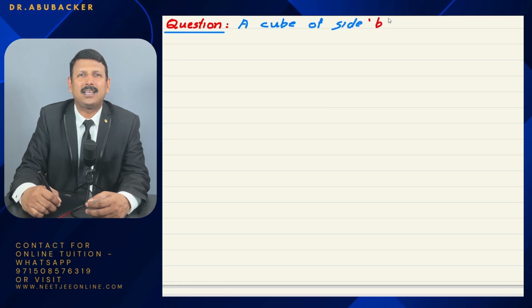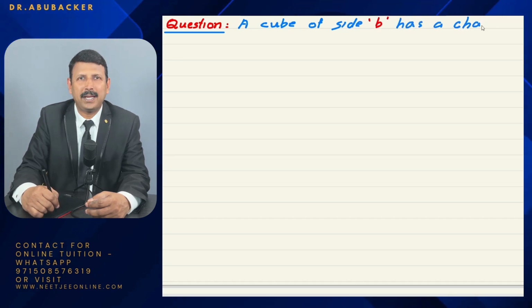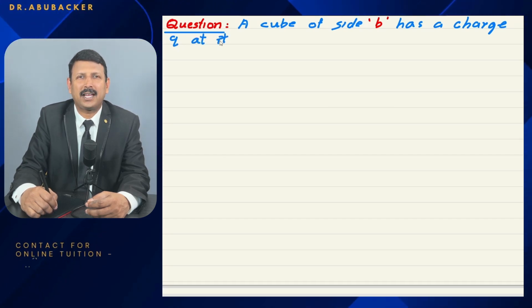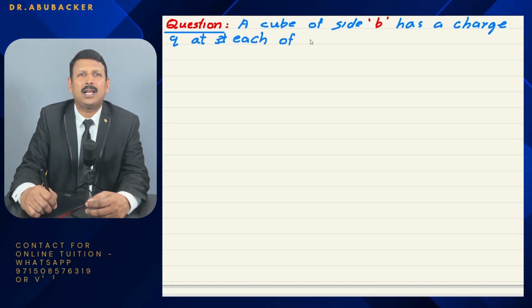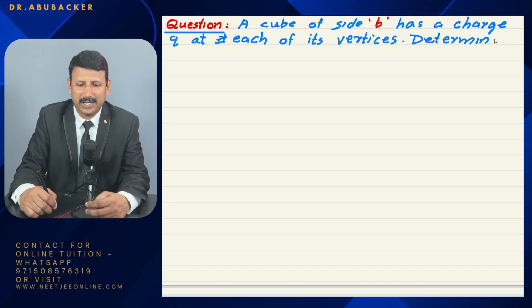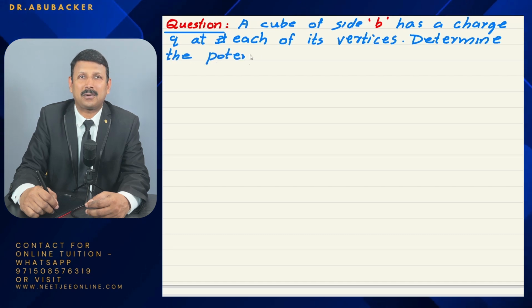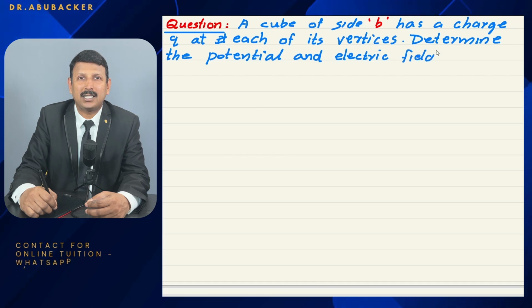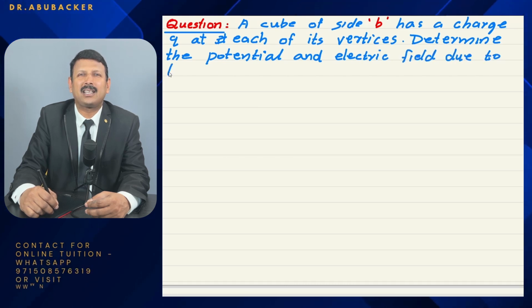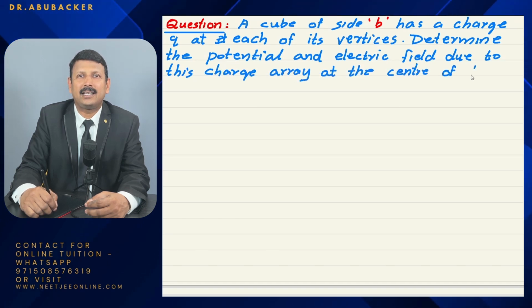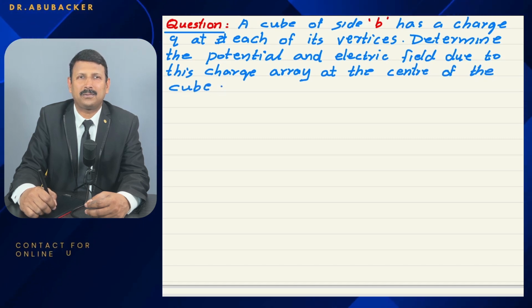The question is, a cube of side B has a charge Q at each of its vertices. All the time we get the square question, this time it is a cube question. Remember, the difference is there. The task here is to determine the potential and electric field due to this charge array at the center of the cube.